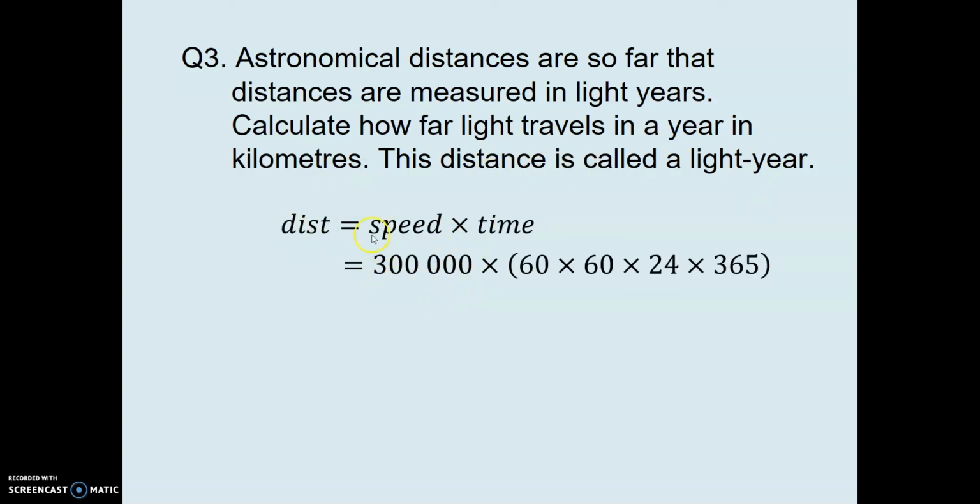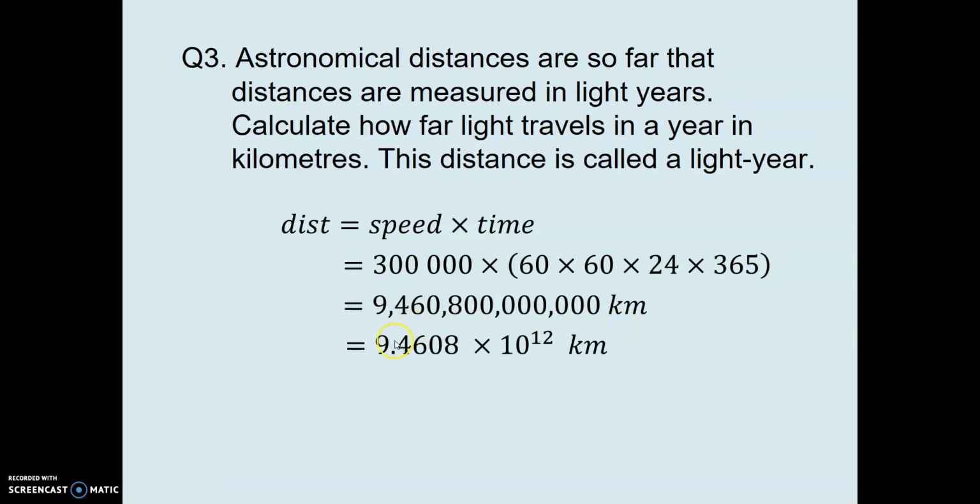So we've got so many kilometers per second, times 60 seconds in a minute, times 60 minutes in an hour, times 24 hours in a day, times 365 days. And we get this enormous number, which if we round off to 10, then we get 10 trillion kilometers. 10 with 12 zeros behind it.